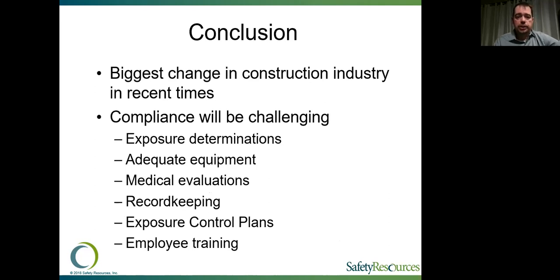So in conclusion, these changes to the silica dust rule are some of the biggest changes that we've seen in the construction industry in recent times. Compliance is challenging, but we need to make sure that we have all of those things in place: that we understand the rule and its application, that we have the right exposure determinations, the right equipment in place. We're getting employees evaluated. We're making sure that they're wearing the respirators. We've got those exposure control plans and training.